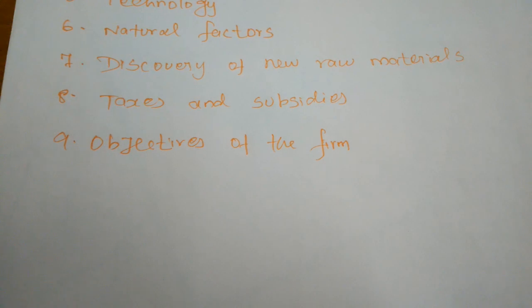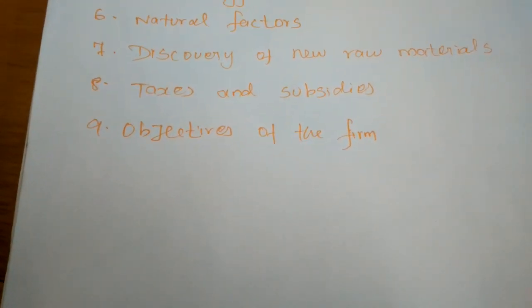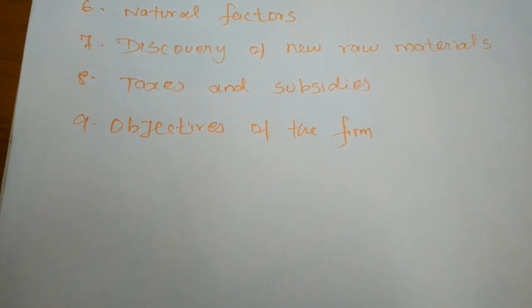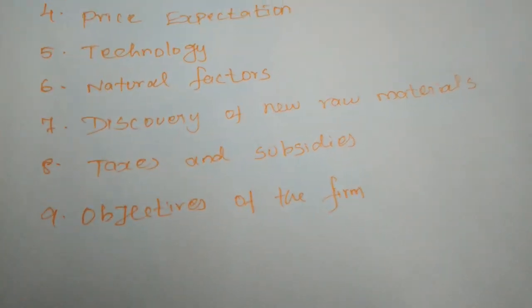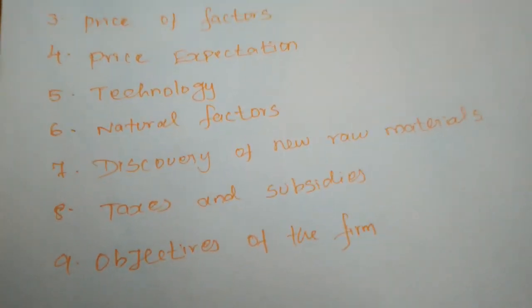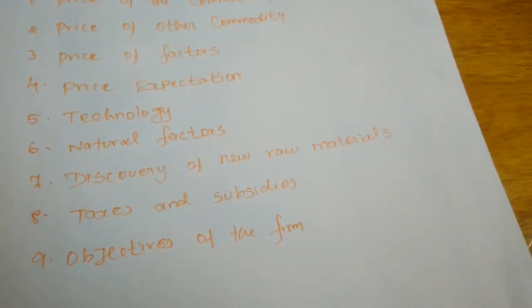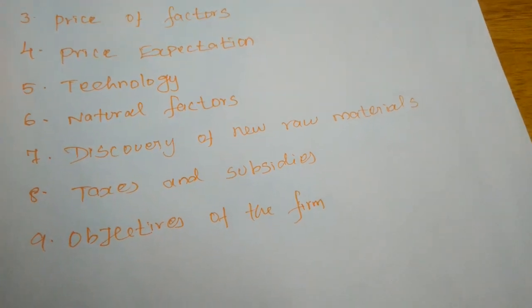Next, taxes and subsidies. Subsidies for inputs like credit, power, etc. encourage the producers to produce more. Like that, if the governments are reducing the existing taxes or not imposing new taxes, the producers, without worrying about the taxes, will produce more.